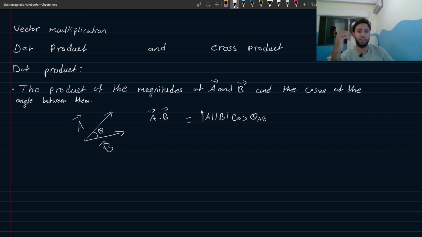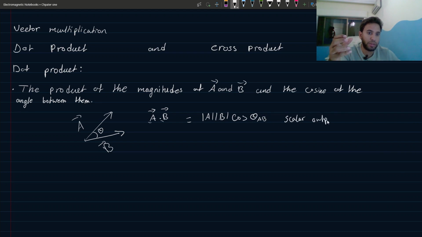And that is the dot product. Notice how at the end we don't have a unit vector, even though these two are vectors and they contain unit vectors. When we multiply them together in a dot product, we do not get any unit vector, because the dot product gives us a scalar output. Even though it is two vectors multiplied together, we get a scalar output, not a vector output.